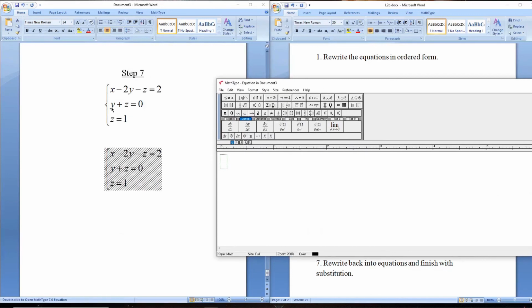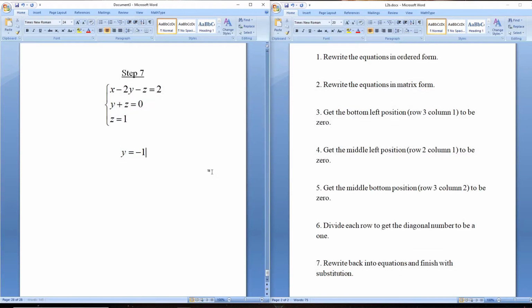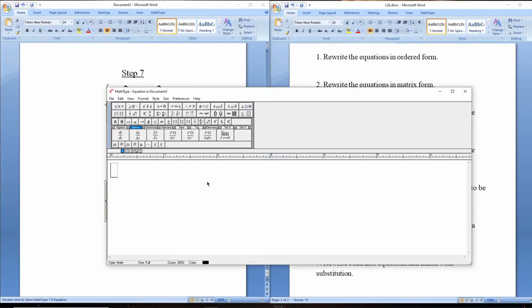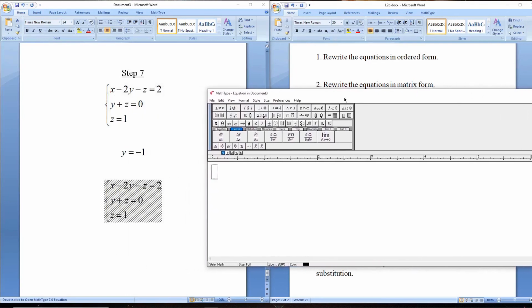Our second equation says y plus z, and we just figured out z is 1, has to equal 0. And so then there's our answer. y must be then minus 1. So now that we have z equals 1 and y equals minus 1, we can now plug all this into the top equation to get x.